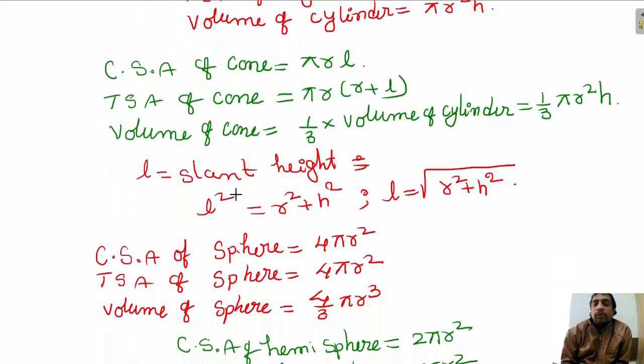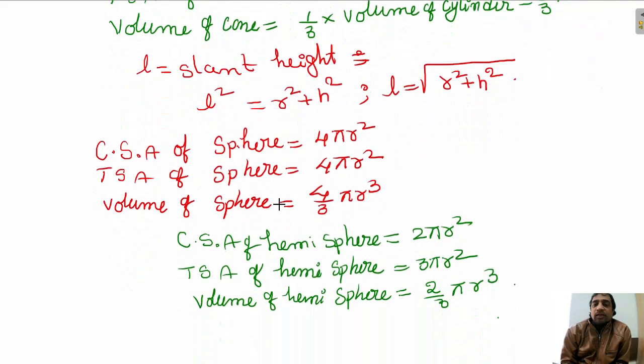In the same way, cone. CSA of cone is equal to pi r l, where l is the slant height. Slant height l is equal to under root of r square plus h square. TSA of cone is equal to pi r into (r plus l). Volume of the cone is 1 by 3 of the volume of cylinder, so 1 by 3 pi r square h. Slant height, as I said just now, l square is equal to r square plus h square.